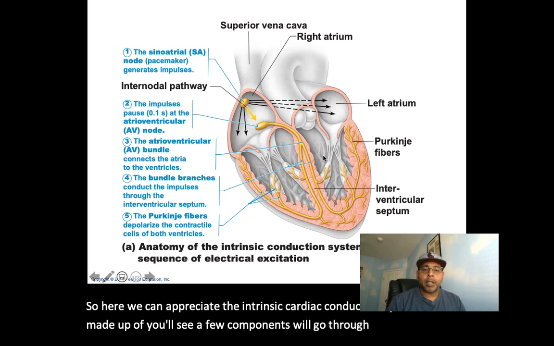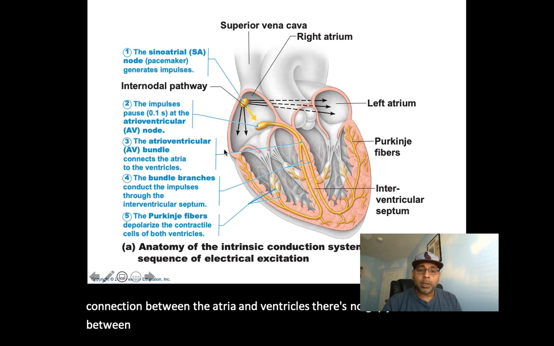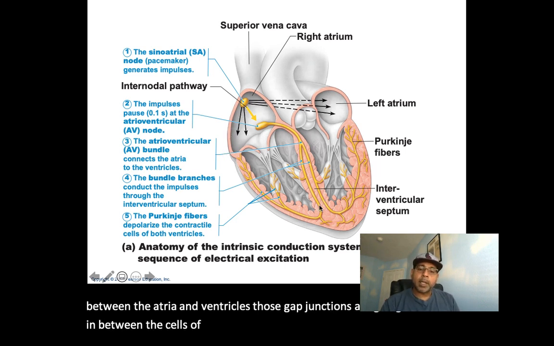This is the only connection between the atria and the ventricles. There are no gap junctions between the atria and the ventricles. Those gap junctions are going to be found in between the cells of the atria and also in between the cells of the ventricles.